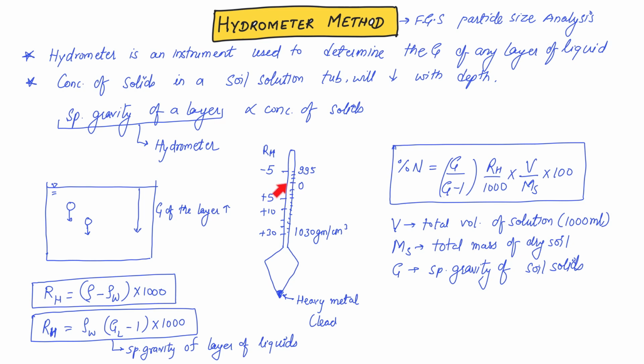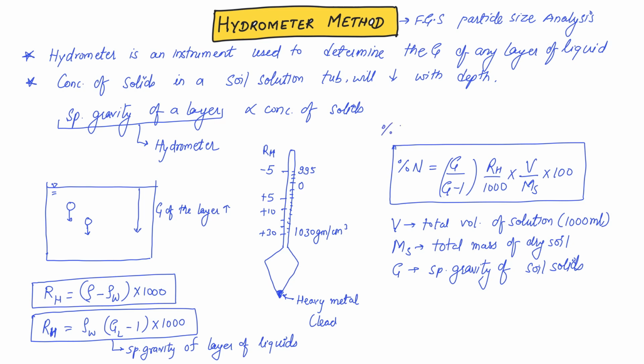So please remember that as you move up, the reading of hydrometer is actually decreasing, not like a thermometer. In a thermometer, what you see is that here is the 0, and as you move up, the temperature keeps on increasing. But here, the reading of hydrometer is actually decreasing. And how this reading of hydrometer is related with the density of the liquid, that you should remember here. And finally, the formula of the percentage finer of a particular layer.